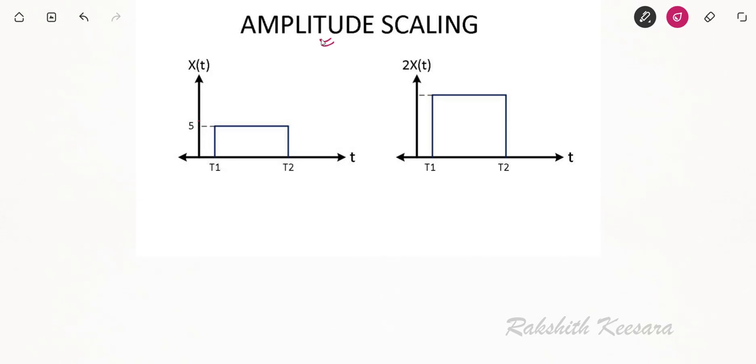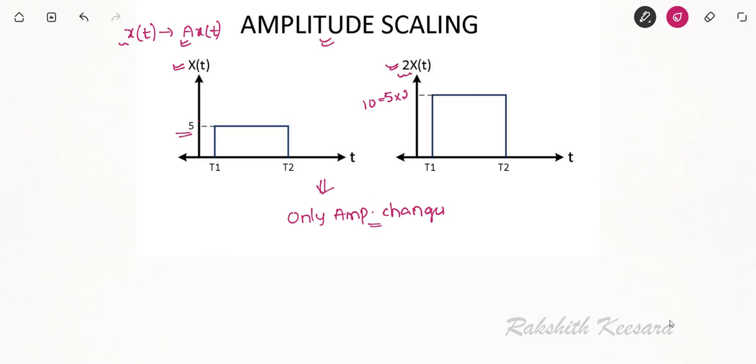Let us understand amplitude scaling. This is very simple. Not much logic is required. If a signal x of t is given, a into x of t is called amplitude scaling. We should multiply the amplitude of x of t with a. See the example. Here the signal is x of t. I need to plot 2 into x of t. Here a is 2, so I should multiply the amplitude with 2. This will become 5 into 2, that is 10. Here except amplitude, nothing will change. Only amplitude changes. This is called amplitude scaling.